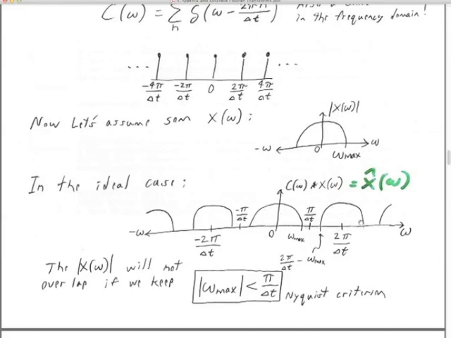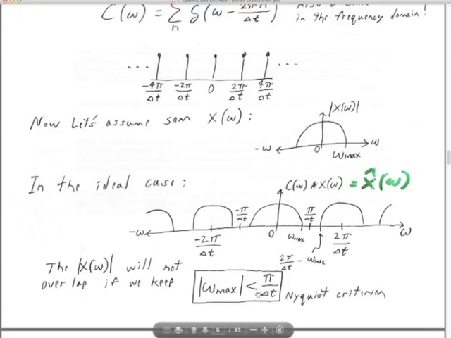Let's look at this part here, which is between minus pi over delta t and pi over delta t. That's 2 pi in frequency, one time around the unit circle. So we call that the principal fold. It contains the zero frequency. That's the principal fold.